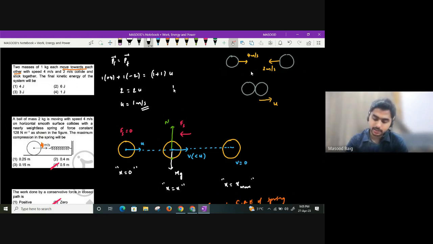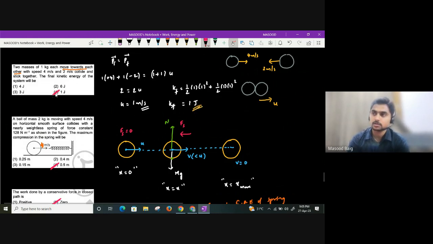So what will be the final kinetic energy of the system? Both the masses, 1 kg mass is moving with 1 square. The second object also is moving with 1 square only. So I'm going to get half plus half, which I'm going to get as 1 joule, guys. Clear, everyone? Understood, all of you?